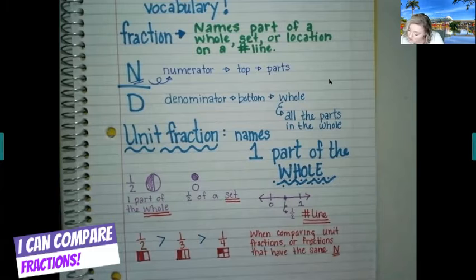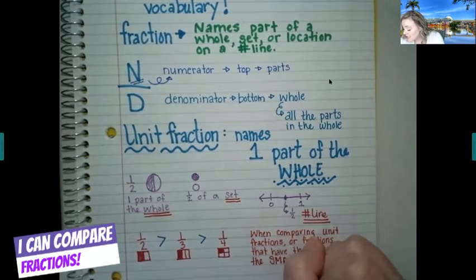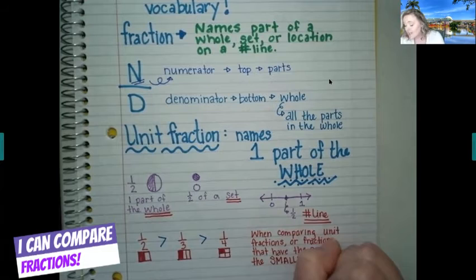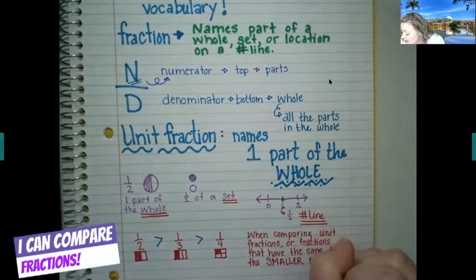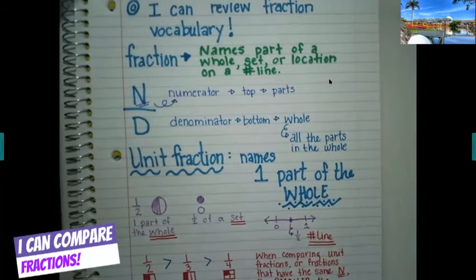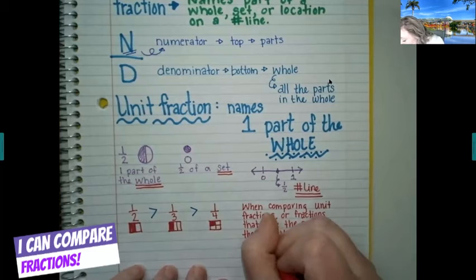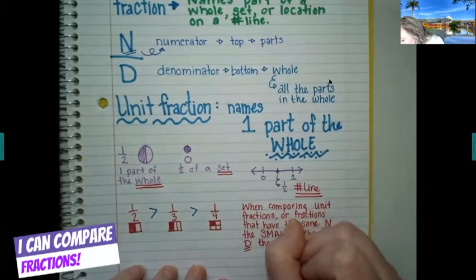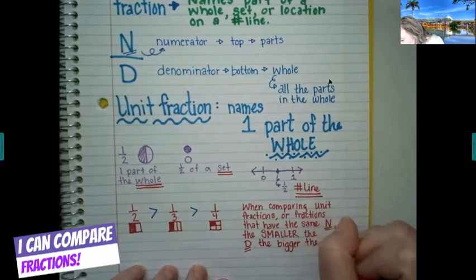When comparing unit fractions or fractions that have the same numerator, the SMALLER, and I'm writing smaller in all capital letters, using that text feature to make it stand out to me when I'm going back to review, the smaller the denominator, you can write it out or use the abbreviation like I'm doing here, the bigger the pieces.